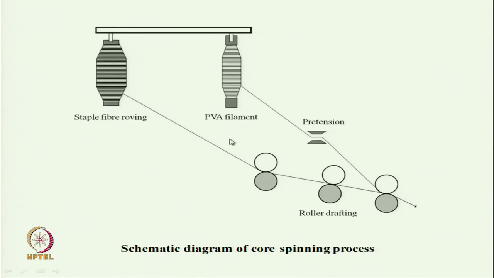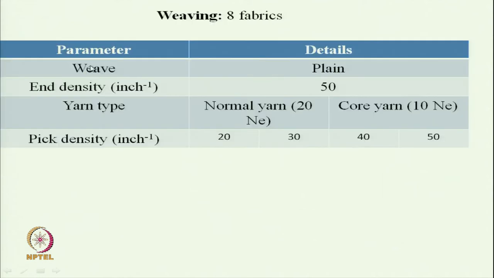This is the manufacturing process. PVA filaments were pretensioned and fed at the front roller, and cotton roving was used as the staple roving. It has been drafted, and after the front roller, during twisting, the PVA filaments form the core structure. Here, 8 different fabrics were produced, all plain woven fabrics. Ends per inch was kept constant for all the fabrics, 50. Two types of yarn, normal yarn and core yarn.